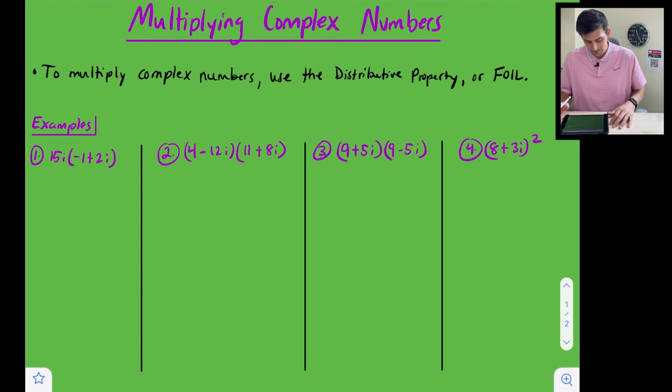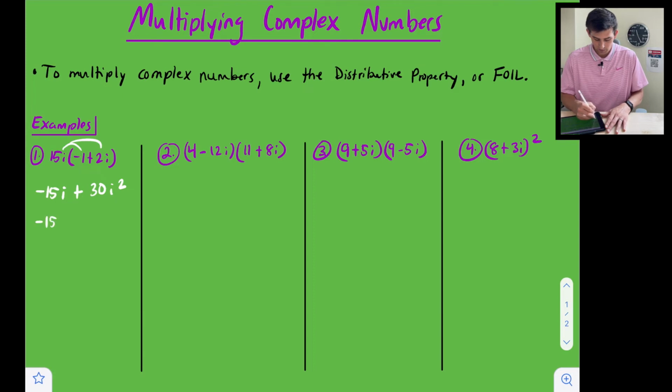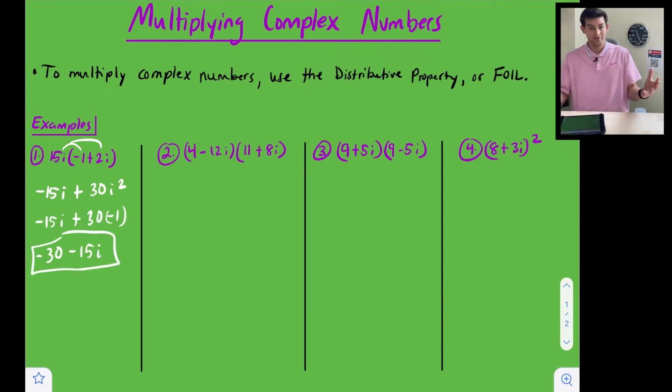We have 15i times the quantity of -1 plus 2i. So here we're going to utilize the distributive property, and we get negative 15i plus 30i squared, right? So now we can think about i squared being -1. So this would be plus 30 times -1. And now I'm going to go ahead and write negative 30 first. So negative 30 minus 15i. All right, and that would be our final answer.